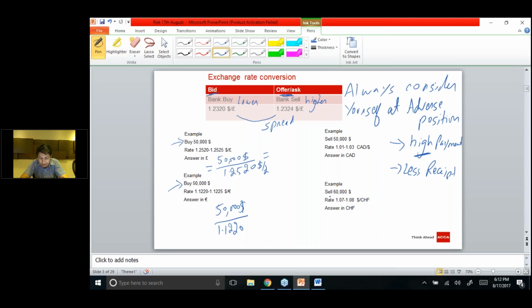Here you are selling $60,000, and the rate is dollar over CHF. If the rate is dollar over CHF, that means you are going to divide by the rate, because the dollar is the same currency. In this case, you are selling your currency, and whenever you sell your currency, you are on the receiving end. You will receive some other currency, and what was the principle? You will receive less, so you will divide with the higher rate.